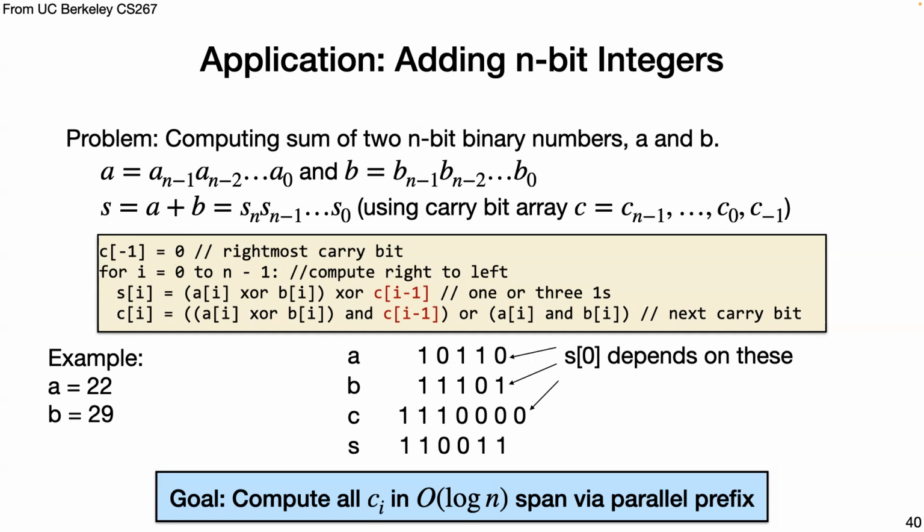Okay, and then yep, you get the summation, but you needed the previous carry bit to compute the next one. And again, if you do it like this, the span is order n, because you're going one by one. So we want to come up with an algorithm to compute all of the carry bits in log n span.